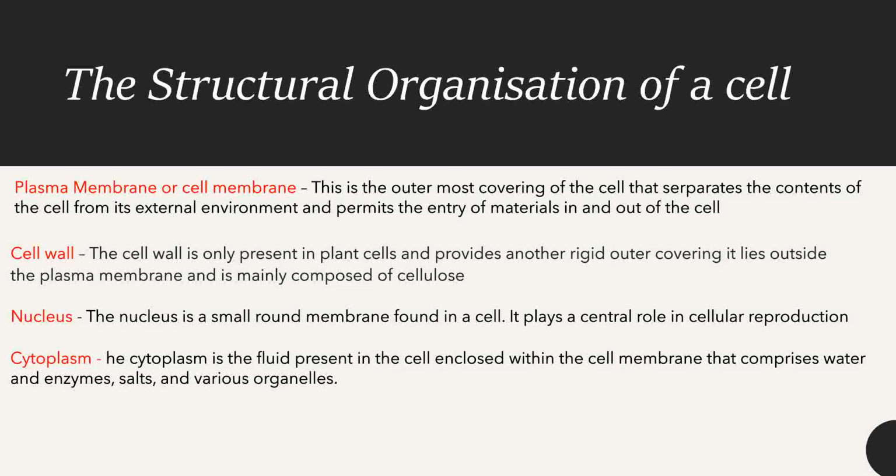The second part being the cell wall, and the cell wall is only present in plant cells and provides another rigid outer covering. It lies outside the plasma membrane and is mainly composed of cellulose. Nucleus. The nucleus is a small round organelle found in a cell. It plays a central role in cellular reproduction. And the last, we got cytoplasm. The cytoplasm is the fluid present in the cells, enclosed within the cell membrane, that comprises water, enzymes, salts, and various organelles.